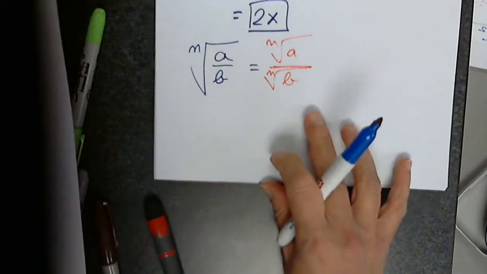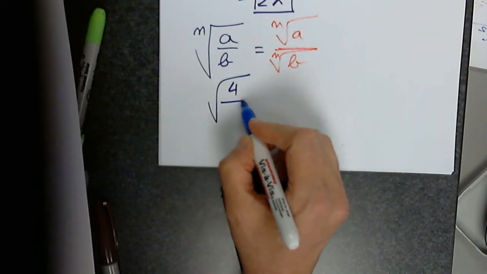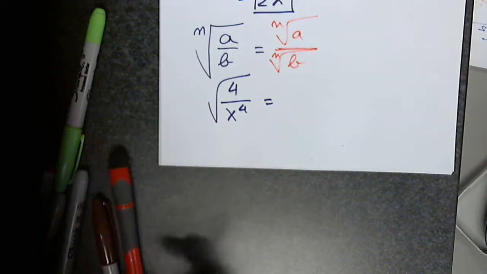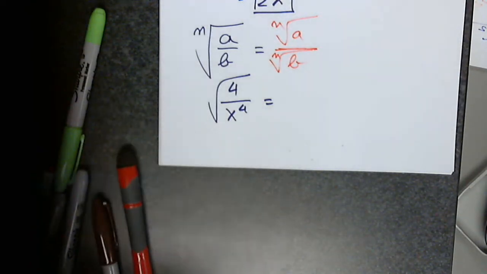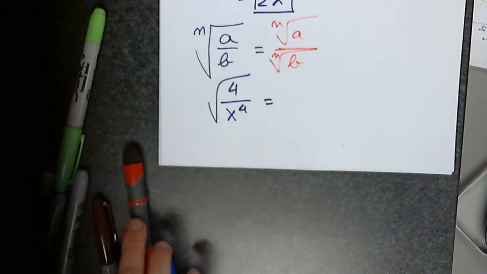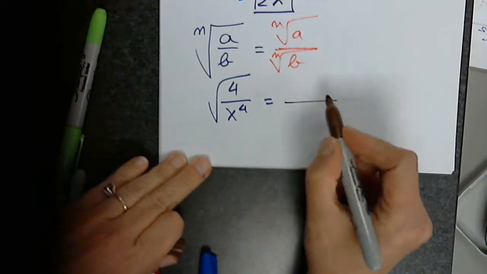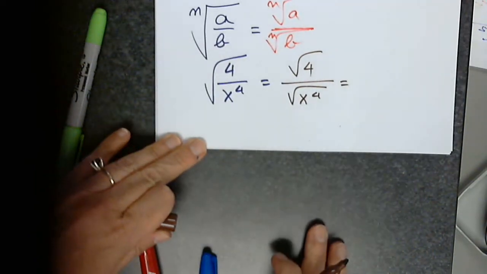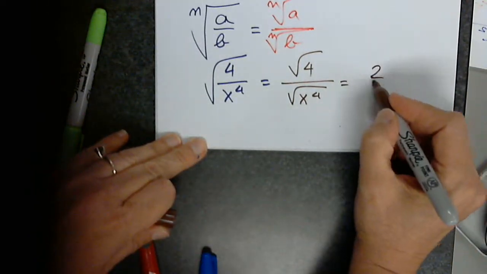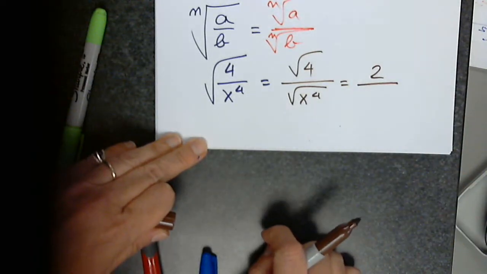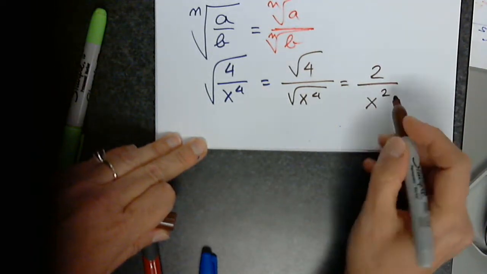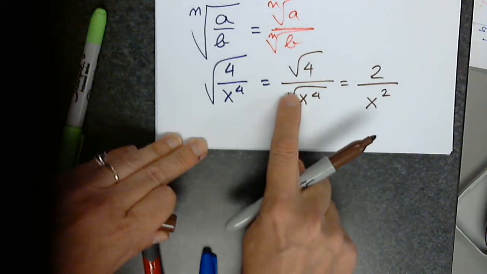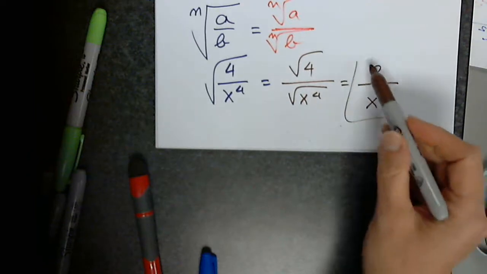So I would like to simplify the following. Square root of 4 over x to the 4th. Which rule applies here? Quotient. The quotient rule. So then I will have the square root of 4 over the square root of x to the 4th. And the top will be, and the bottom will be, very good. 4 divided by 2. Copy the base and divide 4 by the index, which is 2. Very good. And this is the simplified form.